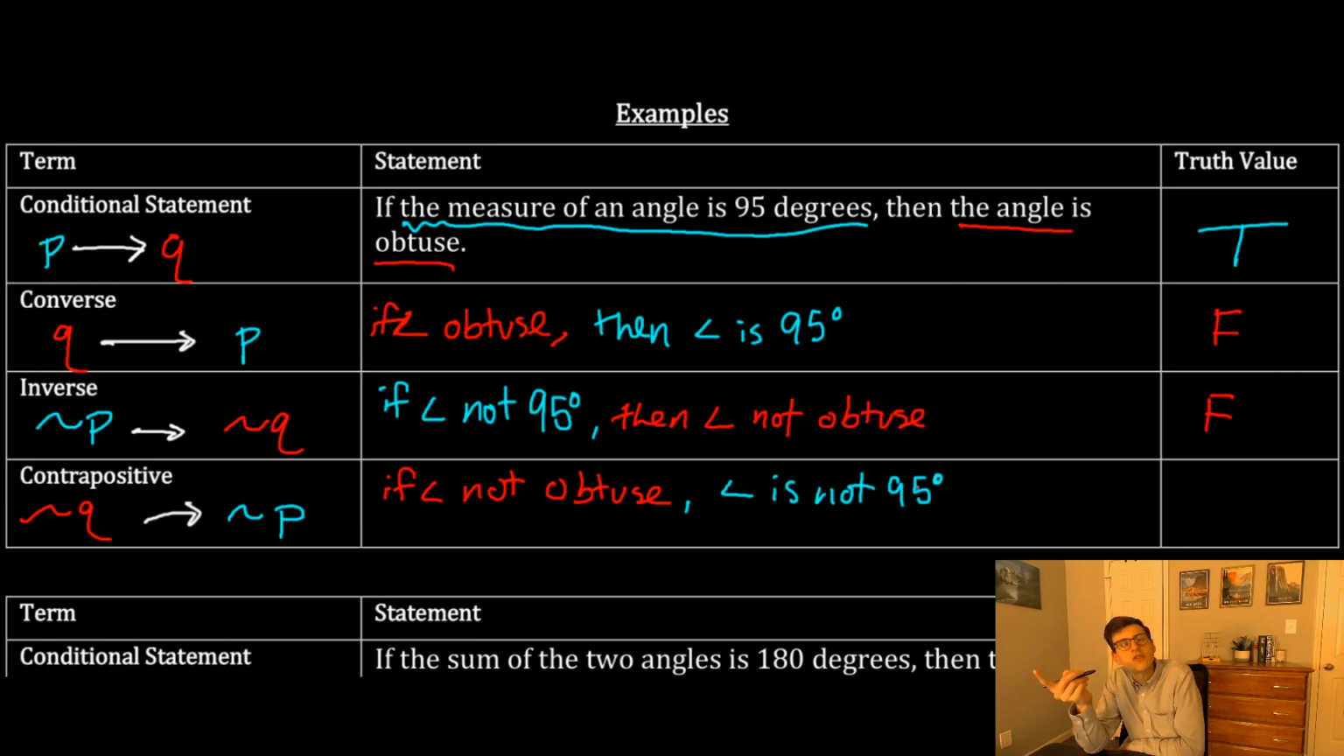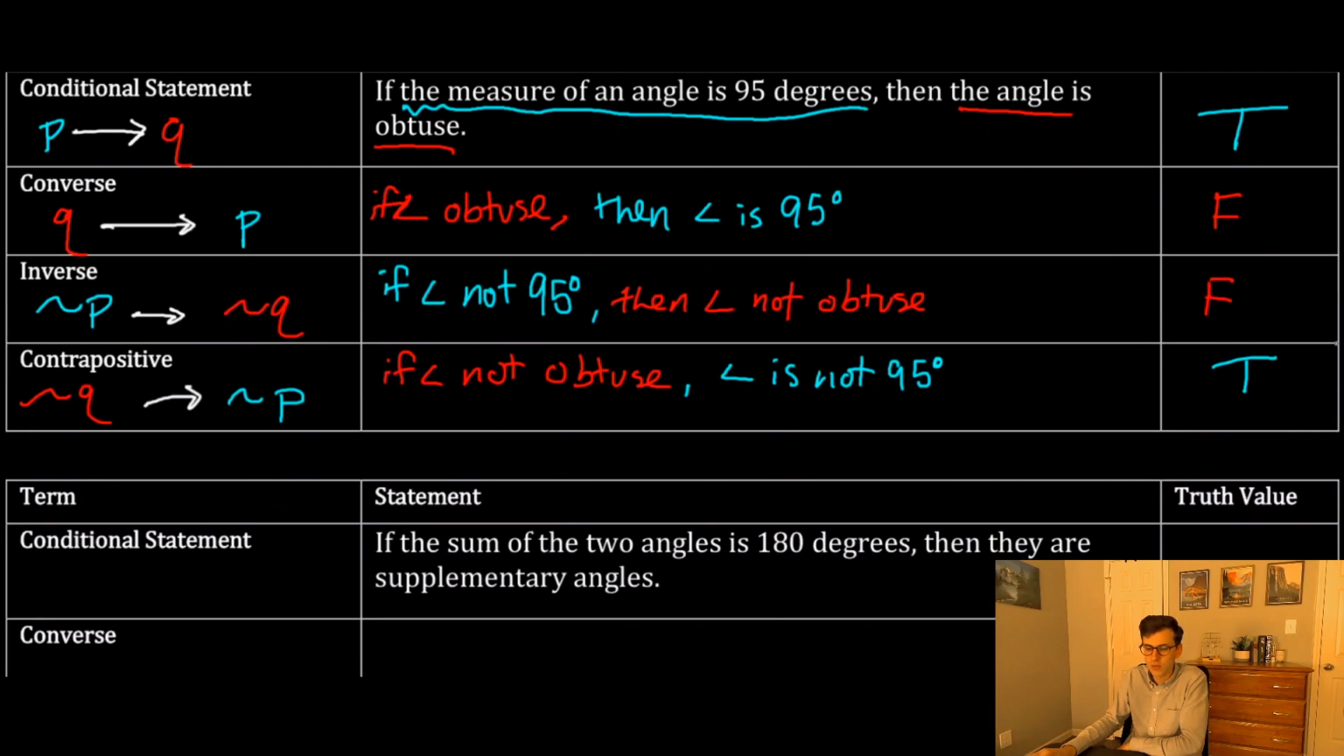Some examples of angles that aren't obtuse, right? Anything 90 or less. 90 is not obtuse, and it's not 95 degrees. An acute angle like 30 degrees. 30 is not obtuse, and it's not 95 degrees. Okay, so we're starting with the premise: it's not obtuse. And then we know, yeah, that's true, it's not 95 degrees. Okay, so hopefully that kind of makes some sense in the context of geometry.